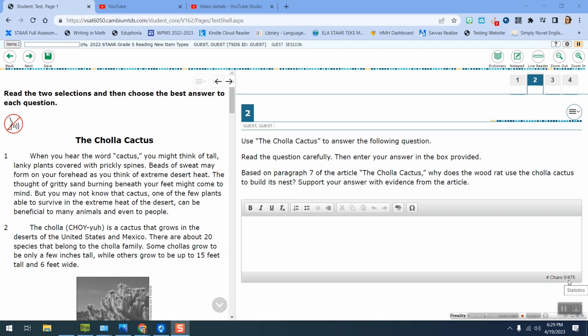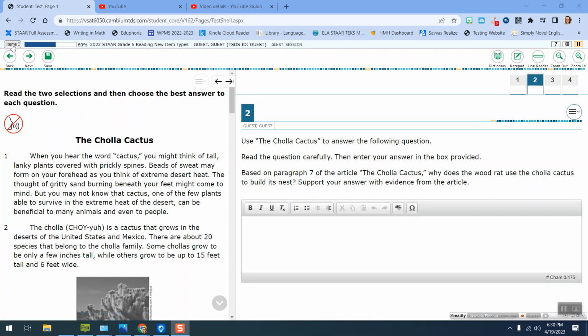If you write a well-constructed, very thorough RACE paragraph to respond to this, you will have plenty of room to do that in 475 characters, and you actually may have some left over. So before we dive into how to answer this question, let's just briefly look at the extended constructed response so that you can see how easy it is to tell the difference, and then we'll come back and talk about answering this question using RACE.